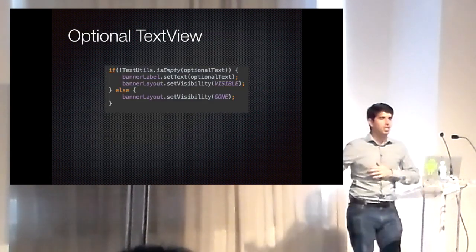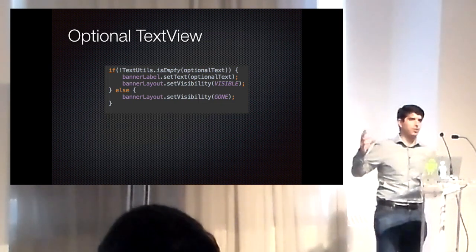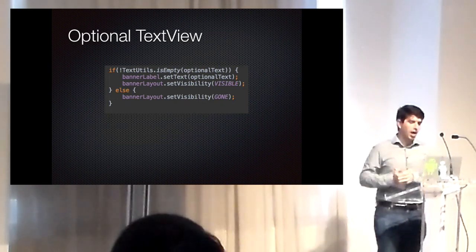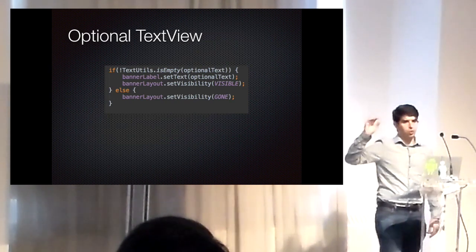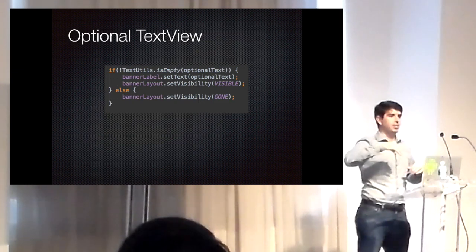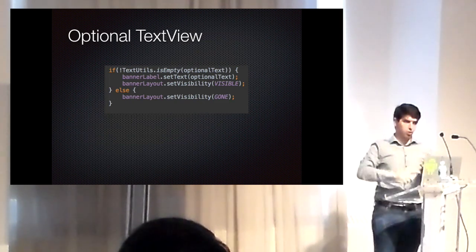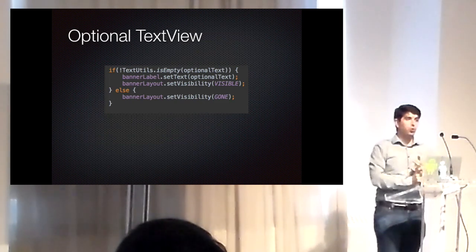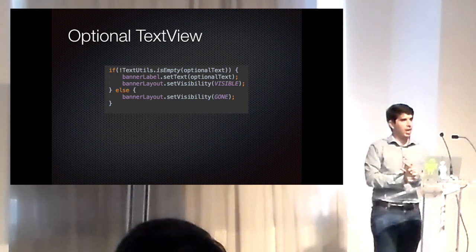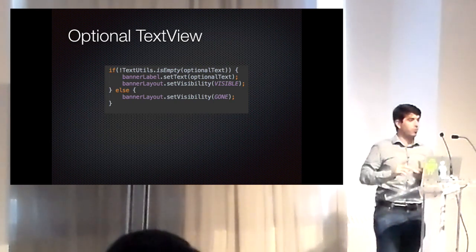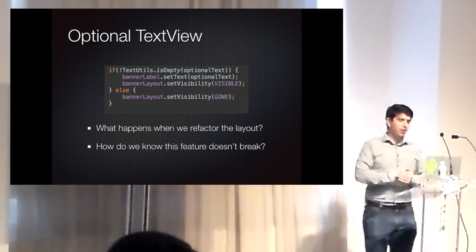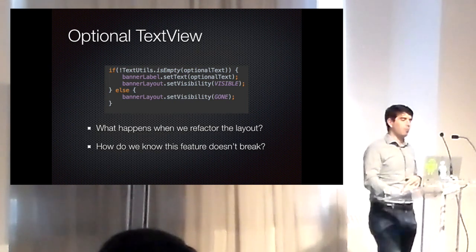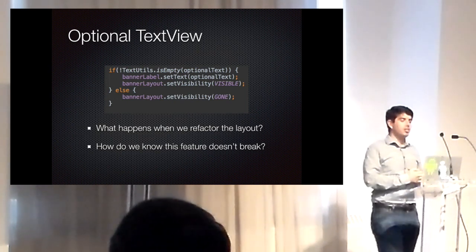So going back to that, you know, showing and hiding a section on the screen when the text is there. This kind of code is typically written in a fragment or activity to manipulate views from the outside. But that means it's one, duplicated everywhere. Two, if you want to test it, you need to test the fragment or activity. There is no three, but you know, sorry. So what happens when we refactor this layout? How do we know this doesn't break? Things I was talking about before. Far better to stick it in a view.